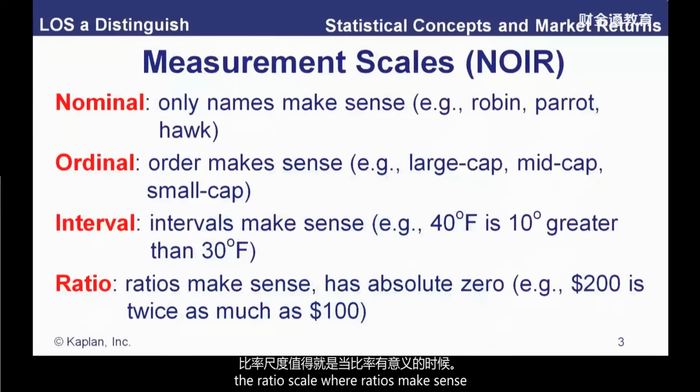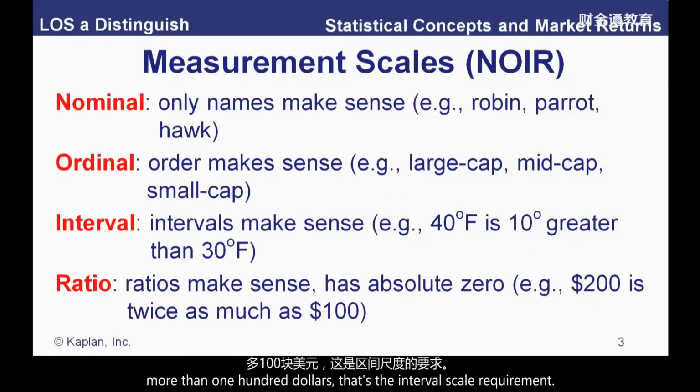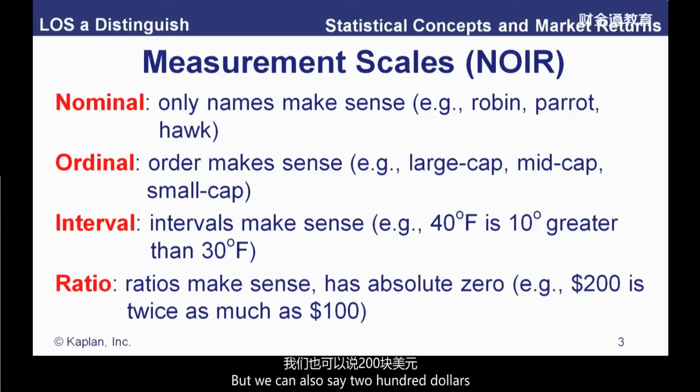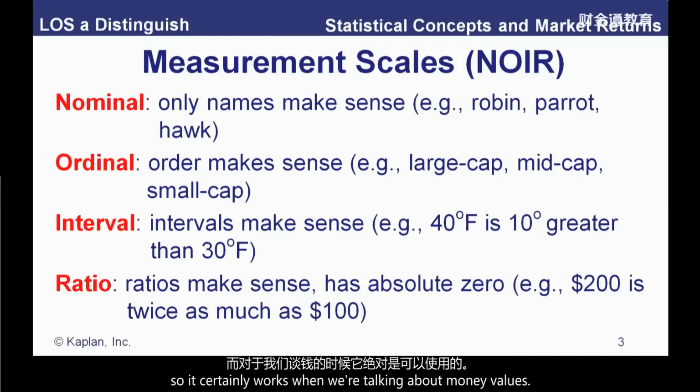And so that's our last scale, the ratio scale, where ratios make sense. And ratios make sense if there's an absolute 0. And absolute 0, well, we have that concept with temperature on the Kelvin scale, but what we have in money is when you've got $0, you've got no money. So that's your absolute 0. So we can say $200 is $100 more than $100. That's the interval scale requirement. But we can also say $200 is twice as much money as 100. 100 is twice as much as 50. And this works when there's an absolute zero. So it certainly works when we're talking about money values.